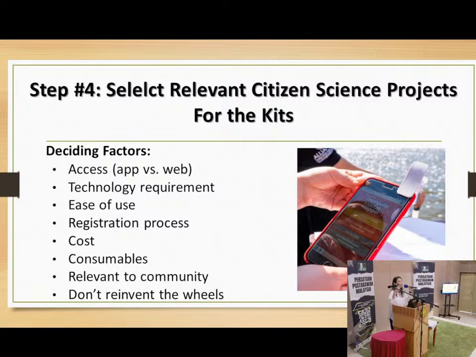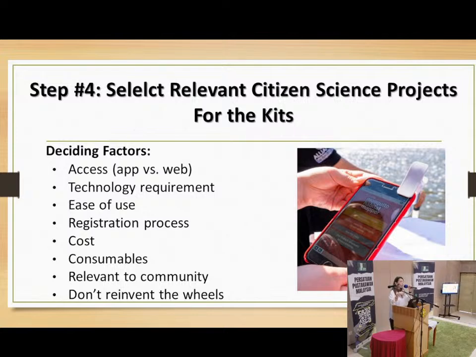Registration process. Most citizen science projects have an age limitation or restriction. You have to be 13 and above to register an account. That requires you to give at least an email address. You can make a fake name, that's fine, fake all other information, but it does require an email address.